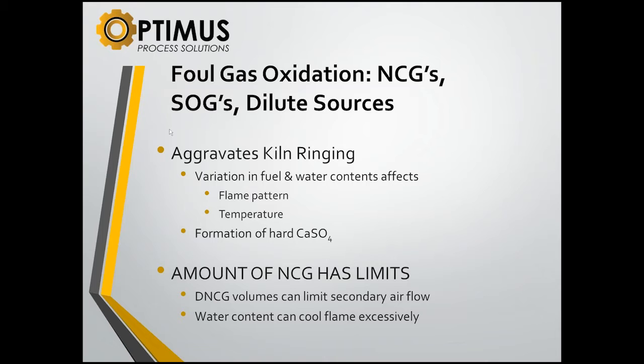The problem with foul gas oxidation with NCGs is it aggravates kiln ringing. You can have variations in fuel and water content affecting the flame pattern and or temperature. You may also have the formation of a hard calcium sulfate that causes ringing. The amount of NCGs that you can fire in a kiln has limits. Dilute NCG volumes can limit secondary airflow. This is especially critical on kilns that are using coolers. The water content can cool the flame excessively.